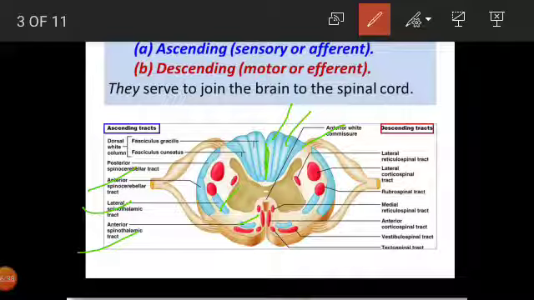In addition, there are other types of ascending tracts like the spino-reticular tract, spino-olivary tract, and spinotectal tract. There's one more tract, the cuneo-cerebellar tract, which has been taken in the posterior spino-cerebellar tract and need not be mentioned individually.